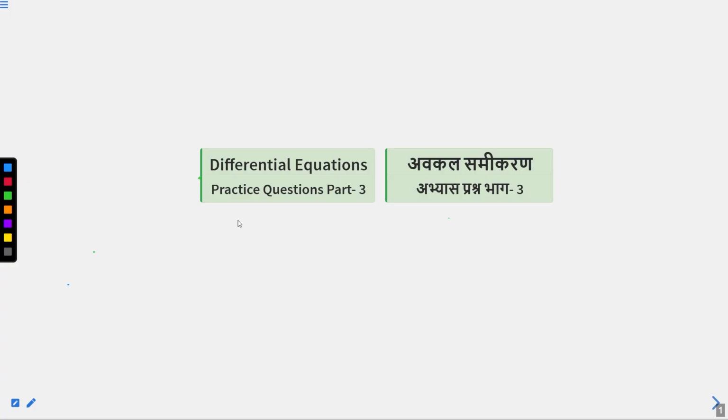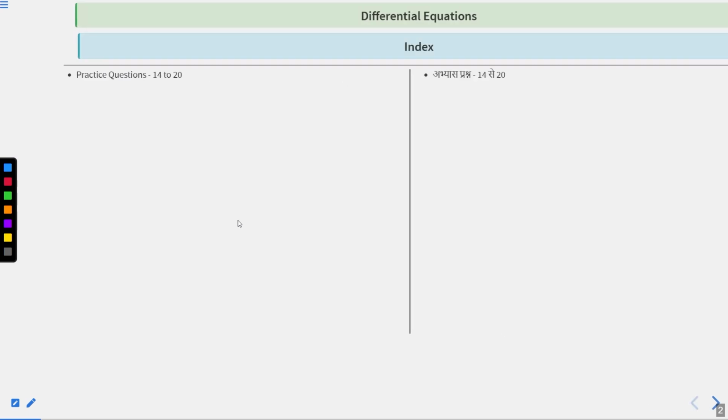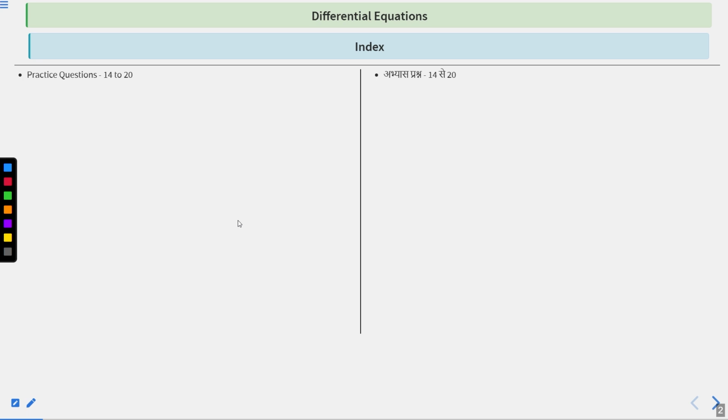In today's lecture, we will do some practice questions on the topic differential equations. In the last lecture, we had covered till question number 13. So in this lecture, we will start from question number 14 and we will discuss till question number 20.